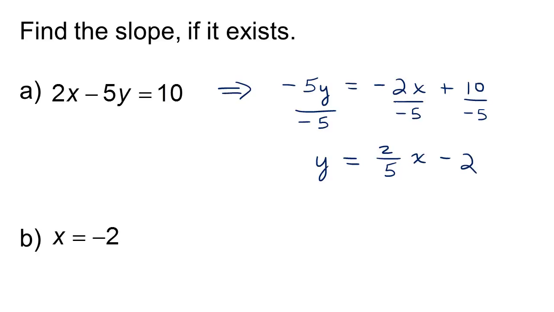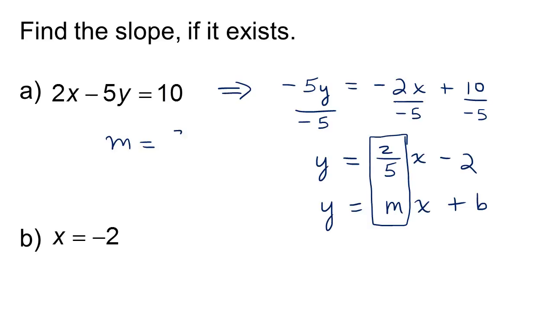Now that we have the equation in the form of y equals mx plus b, our slope is easy to find. The slope is the same value as m. So for letter A, the slope would be positive 2/5.